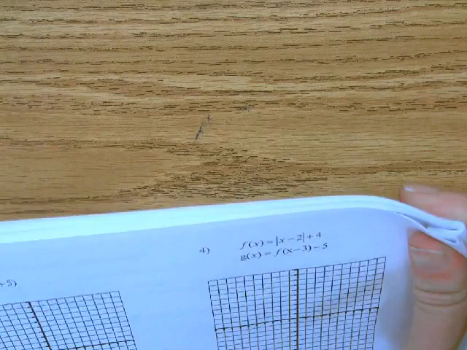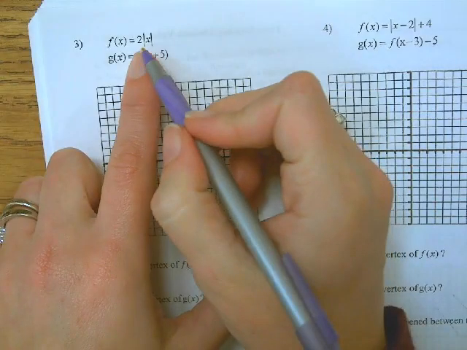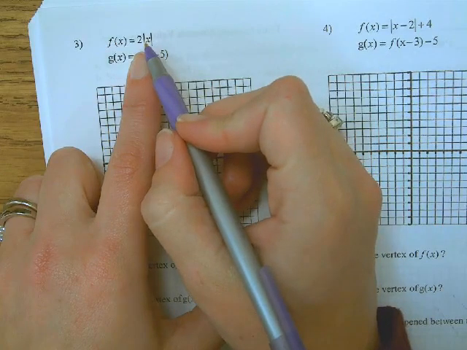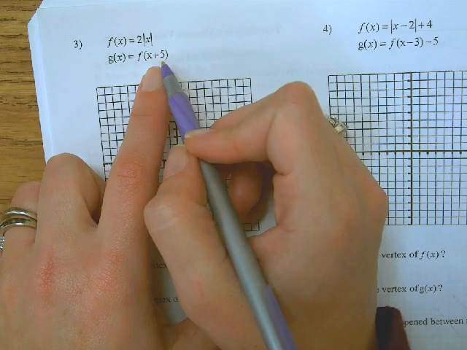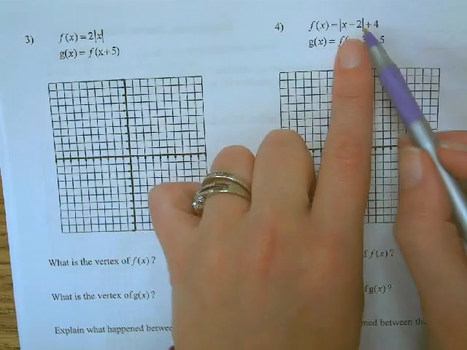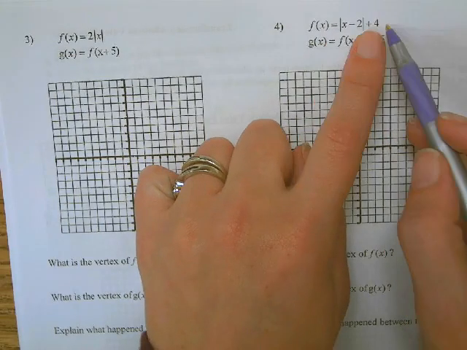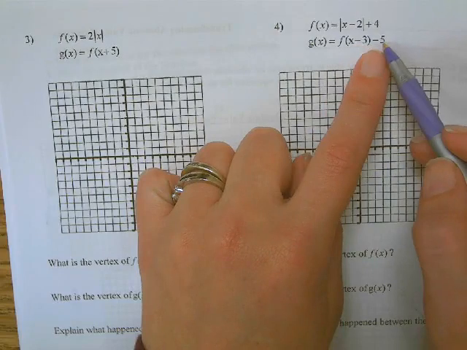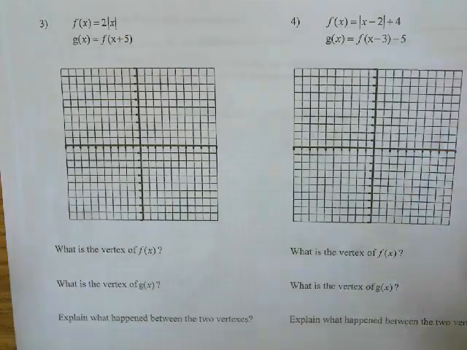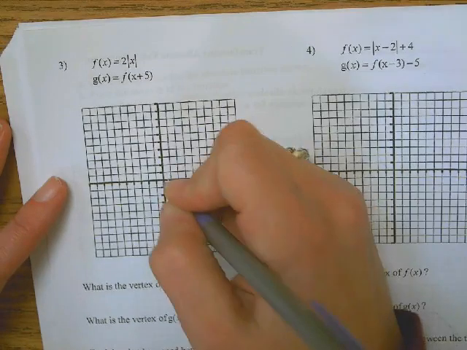Okay, so let's do one more. This one is a stretch off of the absolute value of x. So I'll show you how to do that. Then we're going to move that 5 to the left. Okay, this one from the vertex being at the origin, absolute value of x, is going to move right 2, up 4. Then you're going to move that right 3, down 5. Okay, but we're not going to do both of them because I don't want this video to be too long. So let's look at this one.